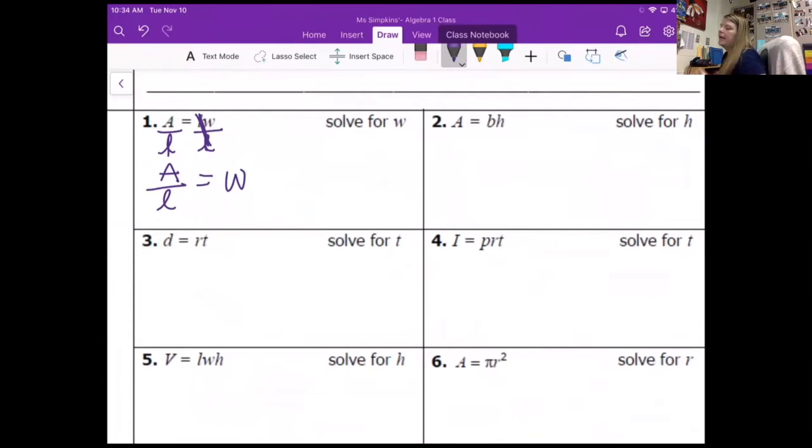Does anybody recognize the equation in number 2? Isn't it area equals base times height? And what variable are we trying to get by itself? H. So what's happening to H right now? It's being multiplied by B. So we want to do the opposite, which is divide by B. On the right-hand side, my B's cancel, and I'm left with A over B.